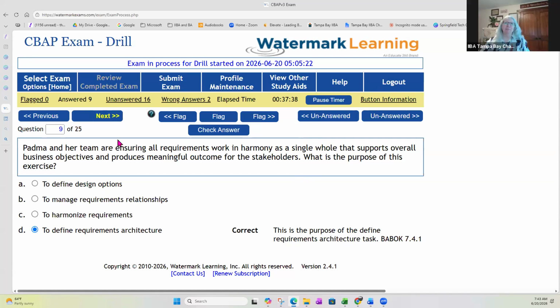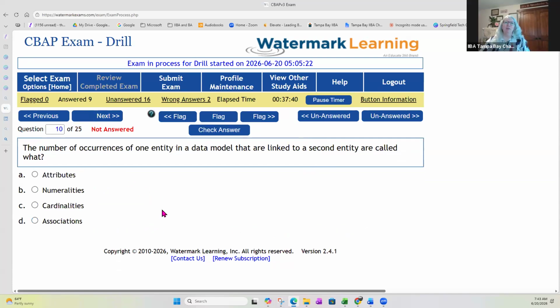Okay, let's move forward. The number of occurrences of one entity in the data model that are linked to the second entity are called what? So it's how many of the first one are linked to the second one. The how many, is that called in a data model? Is that an attribute, a numerality, a cardinality, or an association? Cardinality.